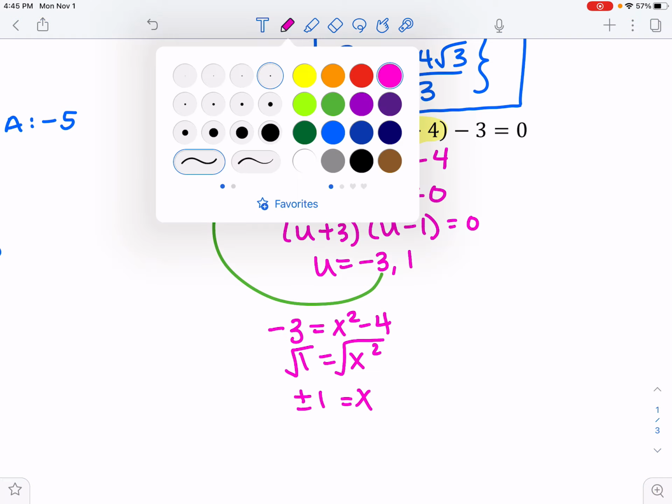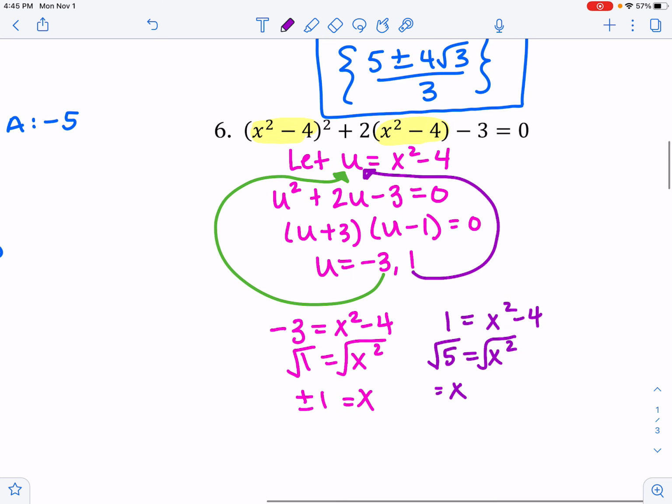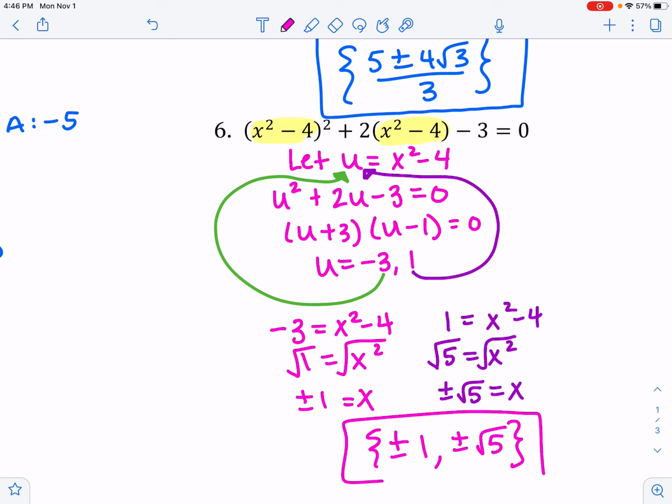And then I'm going to do the same thing for my 1. Plug it in for u and turn it into an x. So I'm going to add 4. I want to completely isolate that x, so I've got to get rid of my square. So I need the plus and minus. So my final answer is going to be the 1 and the -1 from the original u, and the square root of 5 and negative square root of 5 from my other u.